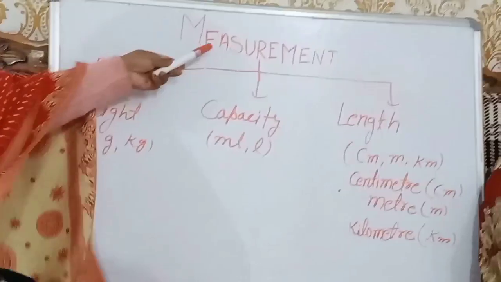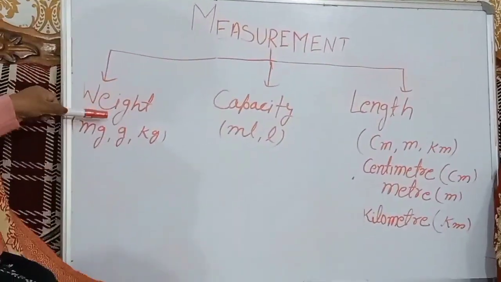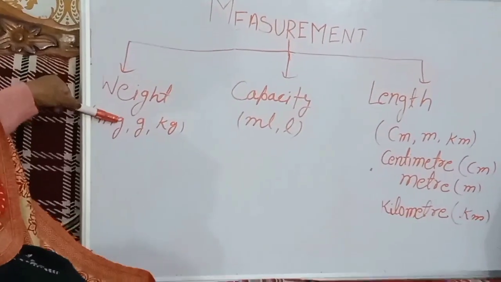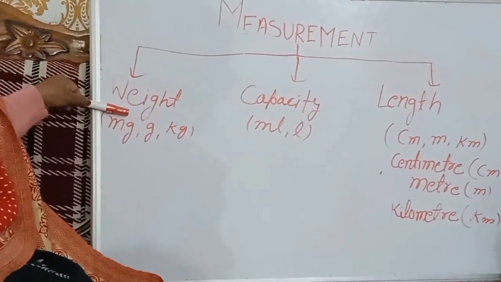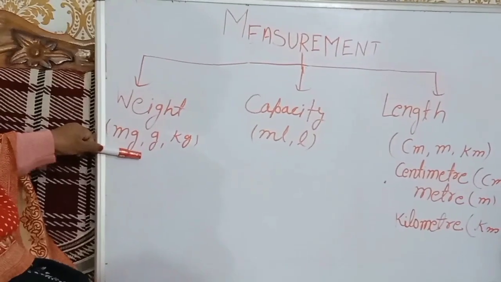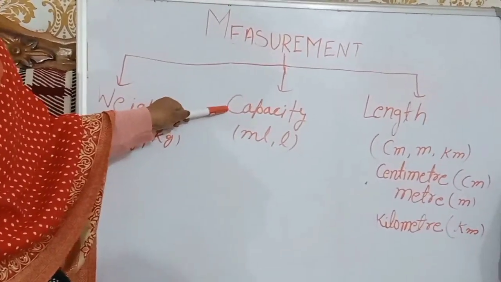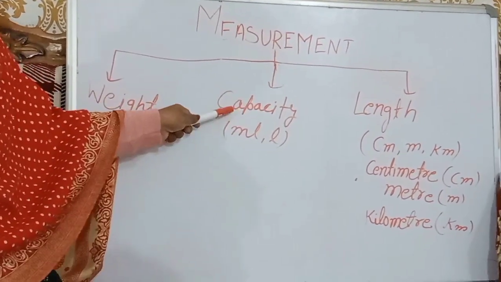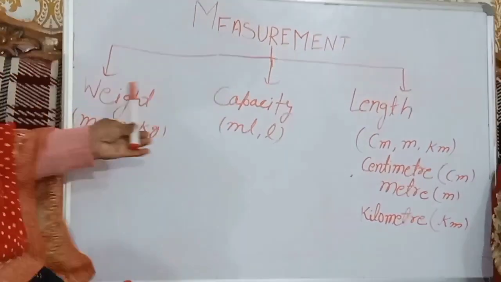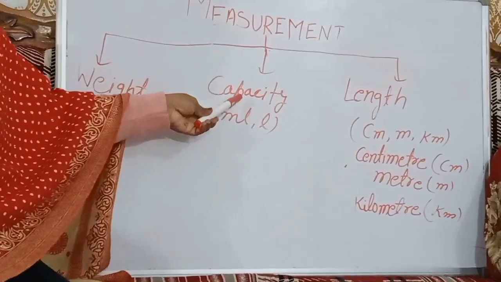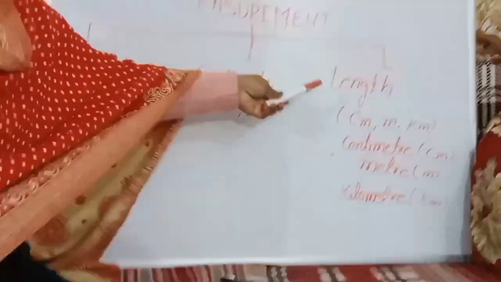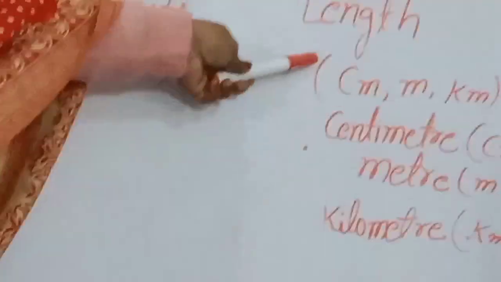Since children, we were doing the measurement chapter. Under measurement, we have already understood what weight is and the units we use to measure different types of weight. We have also understood what capacity is. Now, today, children, let's understand what length is.